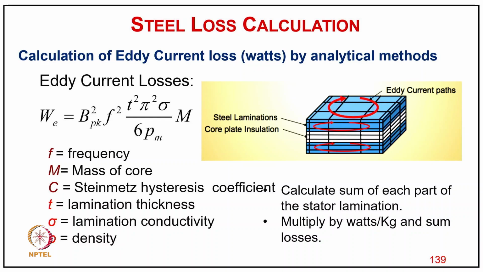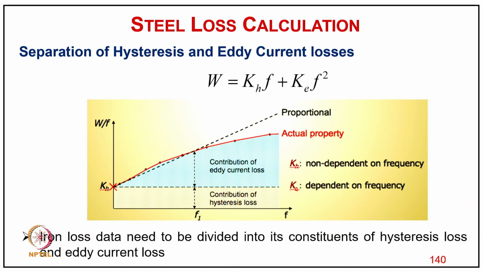So it is used for calculating the sum over parts of the laminations, multiplying the watt per kg and calculating the losses, which typically depend on the flux. Where there is one flux density, we calculate for that part, and if another part has another flux density, we calculate similarly for that volume and weight.